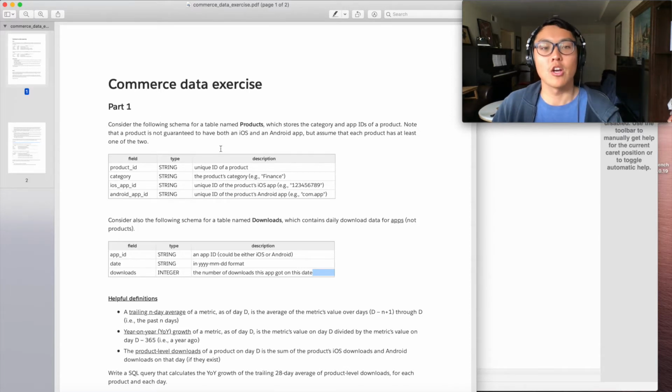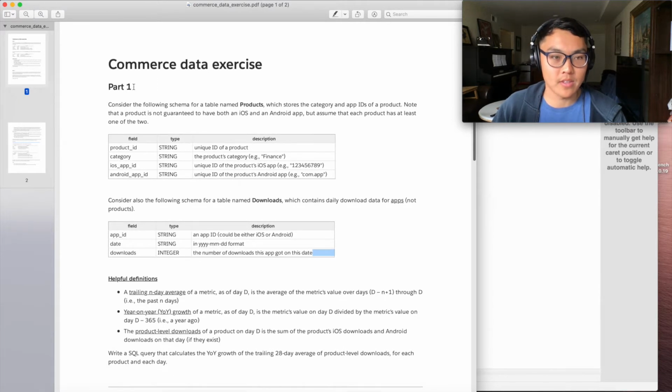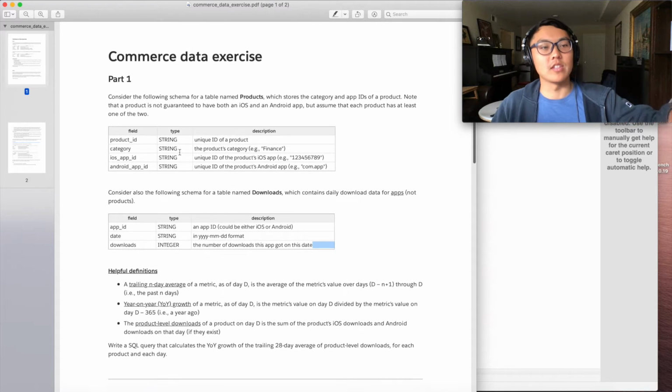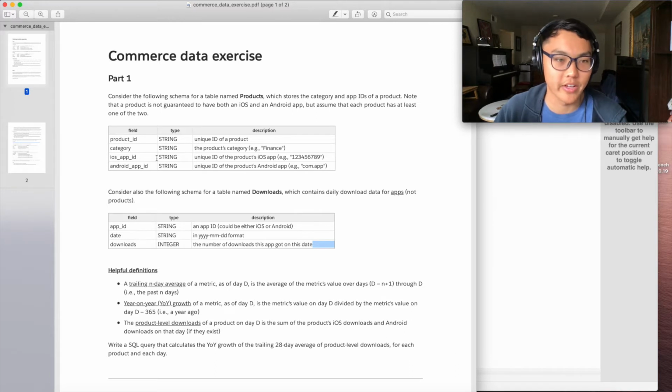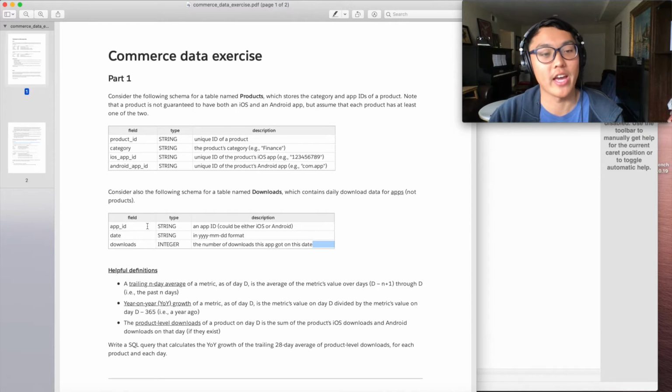And so if you open up the Goodwater tab, the data science challenge, we can go through and look at this requirements doc, right? Essentially the question posed is that there are two tables. There's one table for product, and then there's one table for downloads. Each product has either an iOS app or an Android app, and then we have a downloads table that has the number of downloads for every single day for each app, right?